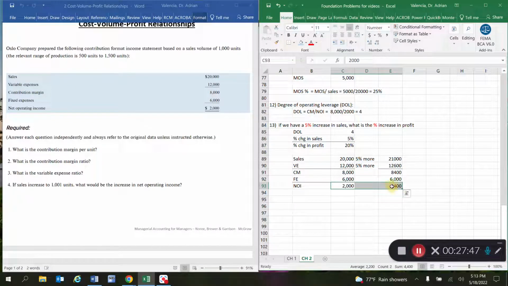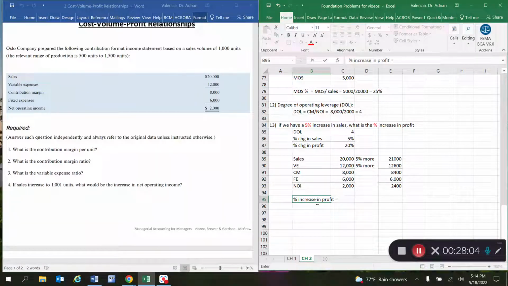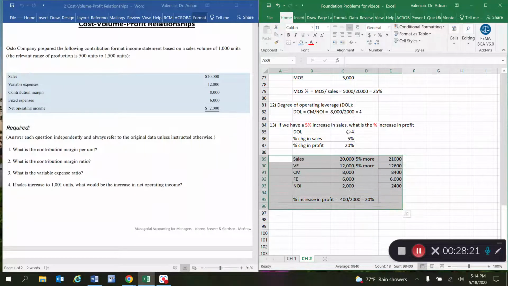Well, you get the difference of these two, which is $400, and then divide by the profit from before. So let's go ahead and do the percentage increase in profit, just to verify that it is 20%. It's going to be the difference, 2,400 minus 2,000, that's an increased profit of 400, divided by the original net operating income of $2,000, and that's 20%. If you understand how this function works, then you wouldn't need to test this, but it's nice to see that it actually works. So the change of 5% in sales gives us 20% more in profit, and that's what this is all about.